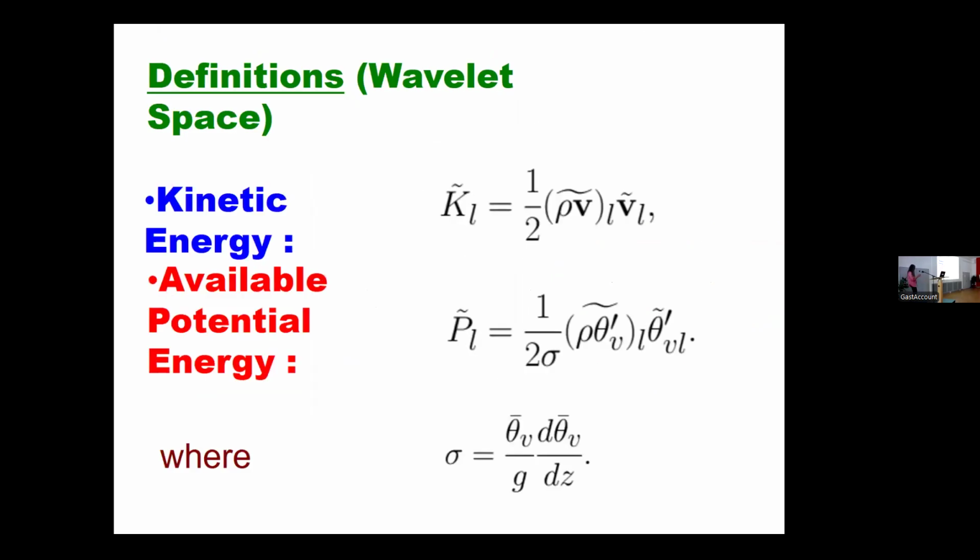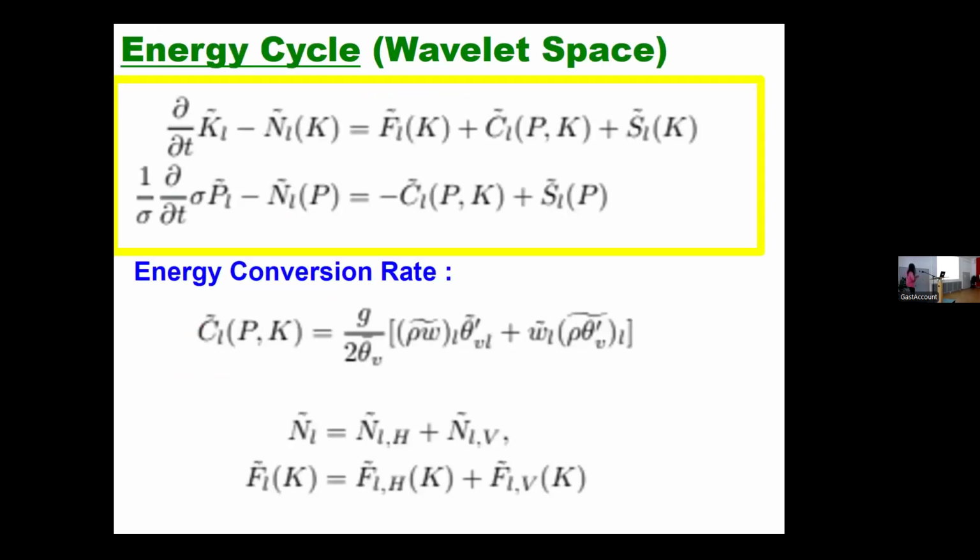Now, this is some notation. Kinetic energy is defined in the standard way, with subscript L as the index for the wavelet mode, and here is the wavelet coefficient. Available potential energy is defined in terms of the potential temperature. That is made of buoyancy, and sigma is made of stratification. The important thing is this energy cycle: kinetic energy is generated from potential energy by buoyancy forcing. So buoyancy multiplied by velocity generates the kinetic energy from potential energy. That's the key process to remember, and direct heating generates potential energy.